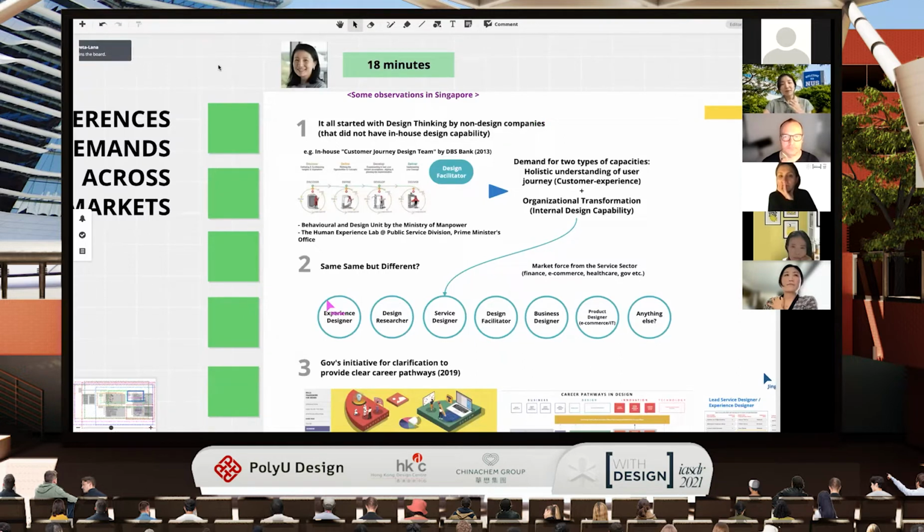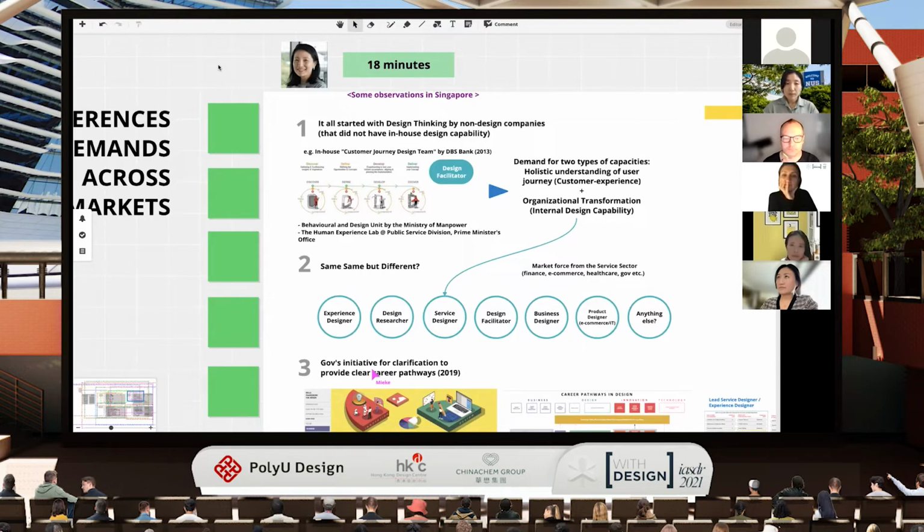In Singapore, the adoption of service design actually all started with design thinking, not service design, adopted by non-design companies. So here, what I mean by non-design companies are those companies that did not have in-house design capability in the beginning. For example, banks, government organizations, and hospitals, and so on.